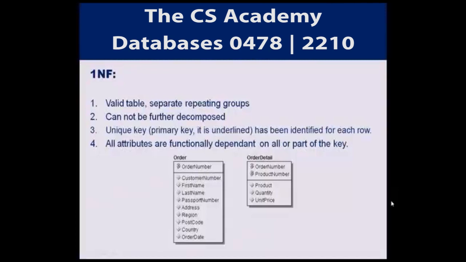Then on the fourth level, you can see that all the attributes are functionally dependent on all or part of the key. So you can see the tables. I am going to explain it now. You can see that we have an order table and an order details table. The order number is underlined as the key. Now you can see the order details with two keys: one is the order number and one is the product number. The product number is the primary key of this table, and the order number is the linking key and the repeating value of the order key, which is stored in order details.